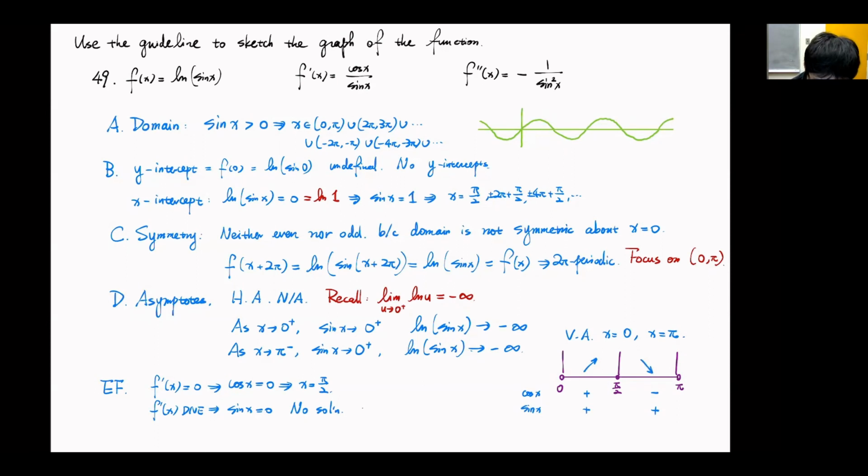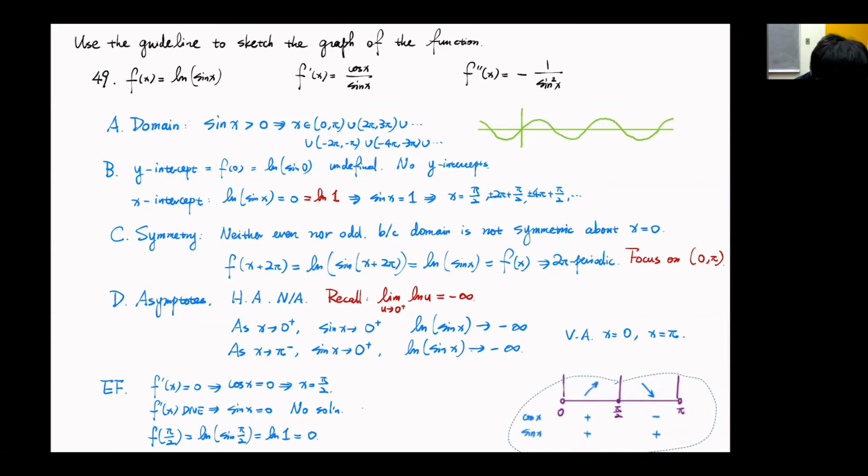So this also makes the function value at pi over 2 special. f of pi over 2 is going to be natural log of sine of pi over 2, and this is precisely natural log of 1. You should recall that natural log of 1 equals 0. So this tells me that my function takes the value 0 at pi over 2, and this 0 is a local max. All right, so this finishes step E and step F.